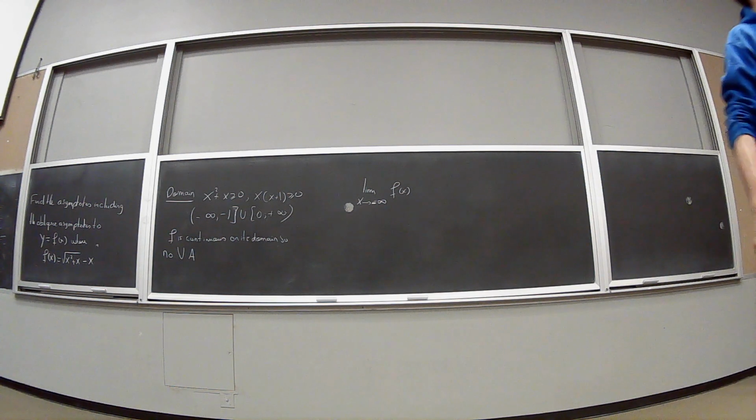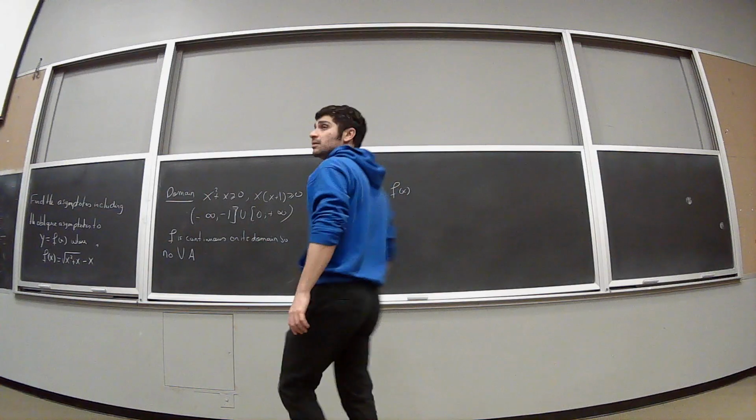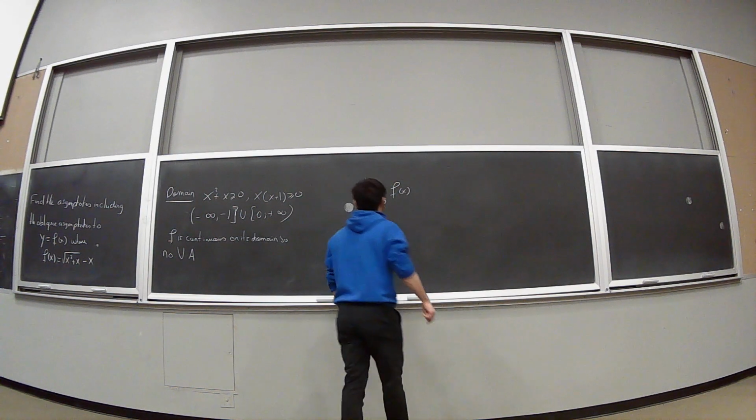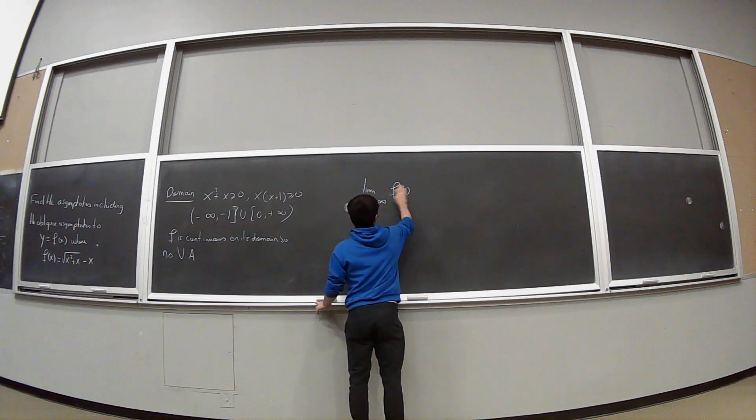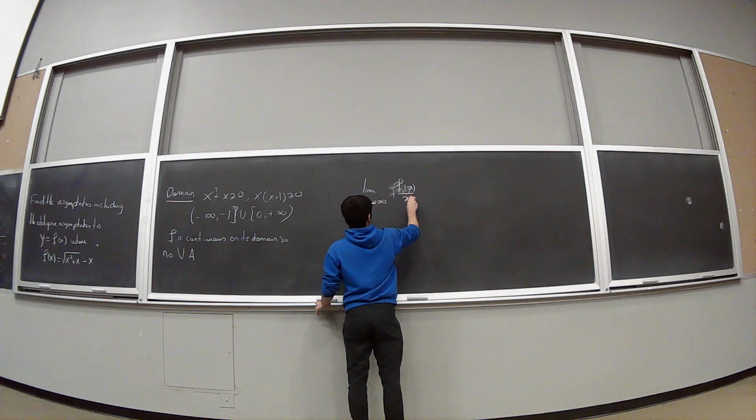What is a horizontal asymptote? It's an oblique asymptote, but with 0 slope. You guys see this? If you have an oblique asymptote with 0 slope, then it's horizontal. So let us calculate these things. Where do you want to start? Let's start at minus infinity.